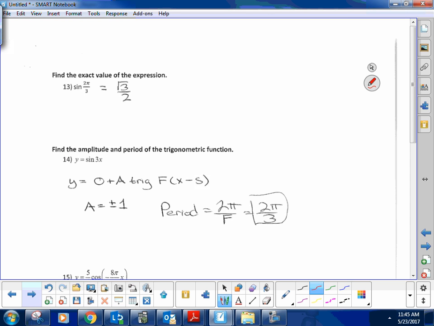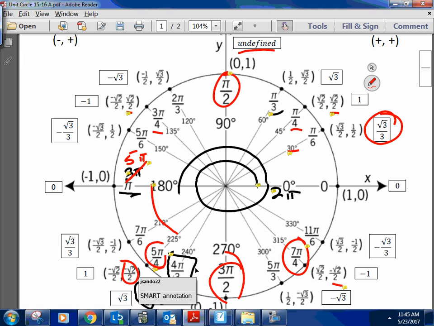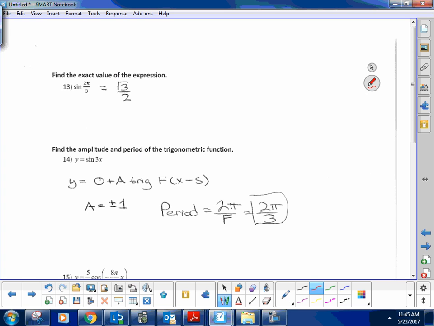Now for this one, they want you to find the exact value at 2 pi over 3. That's pretty simple. All you have to do is take out your unit circle and discover 2 pi over 3, and I think they were looking for the sine value. I think that's the reason why they came up with the square root of 3 over 2. Let's confirm that. Yeah, you want sine. That's how they came up with the solution, square root of 3 over 2.